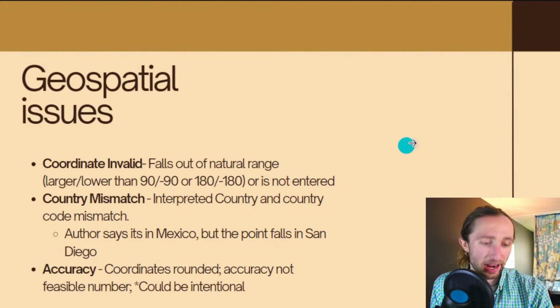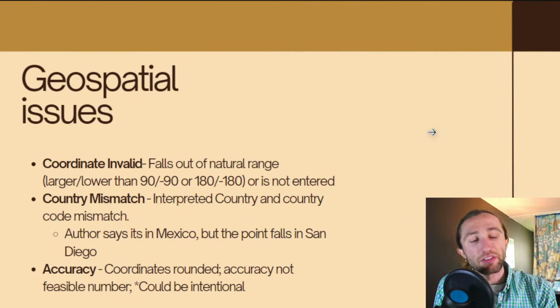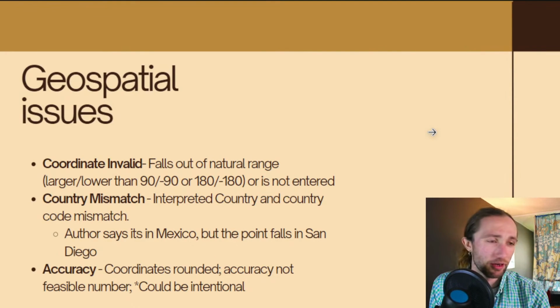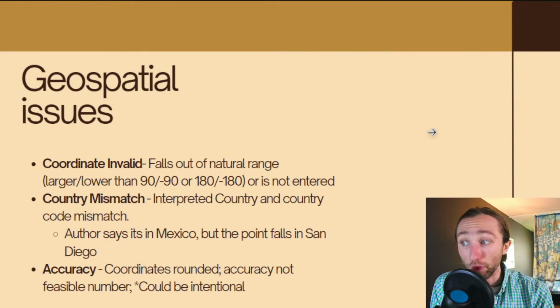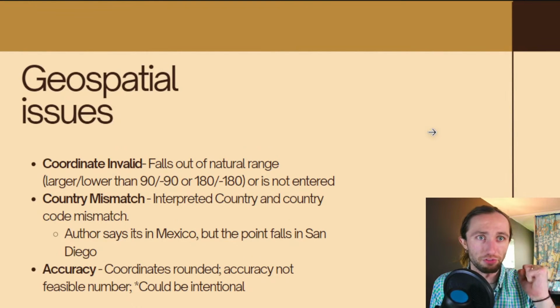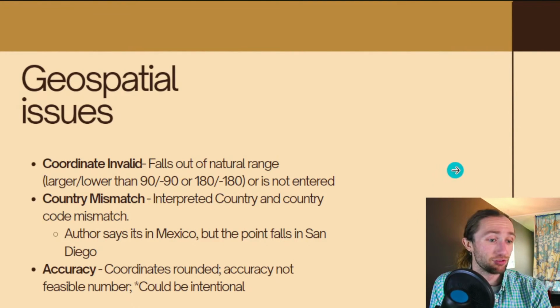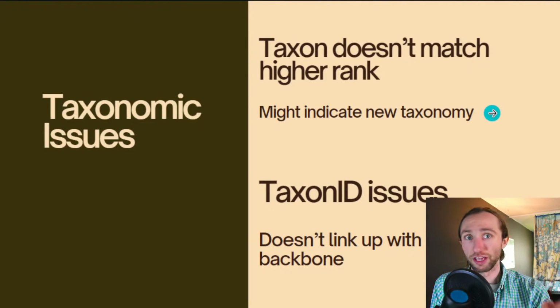Another one is accuracy. Accuracy is a very tricky one. So this includes things like coordinates are rounded. The accuracy is not a feasible number. You will occasionally see accuracy values of 0, which is not feasible, because there's always a little bit of inaccuracy with GPS coordinates. But this could also be that the accuracy is rounded. We'll talk about that in just a second.